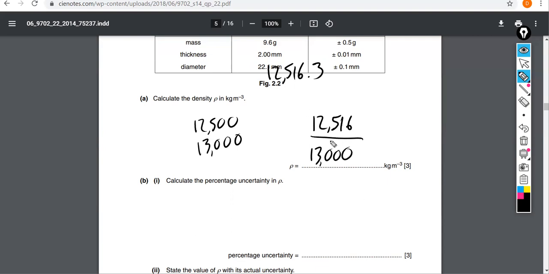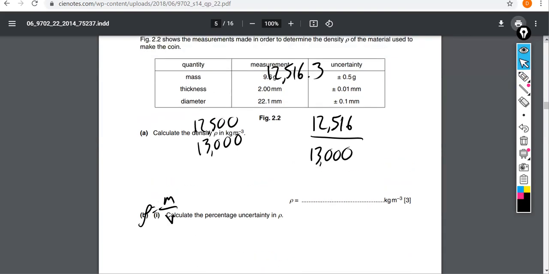That might be incorrect. Calculate the percent uncertainty in rho. So we'll remind ourselves that rho was calculated as mass per volume, and there were uncertainties and lots of measurements that went into that. So we look up here.